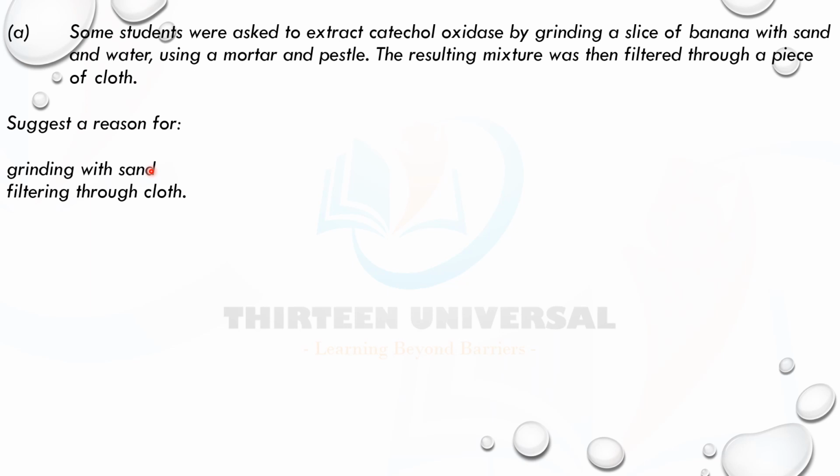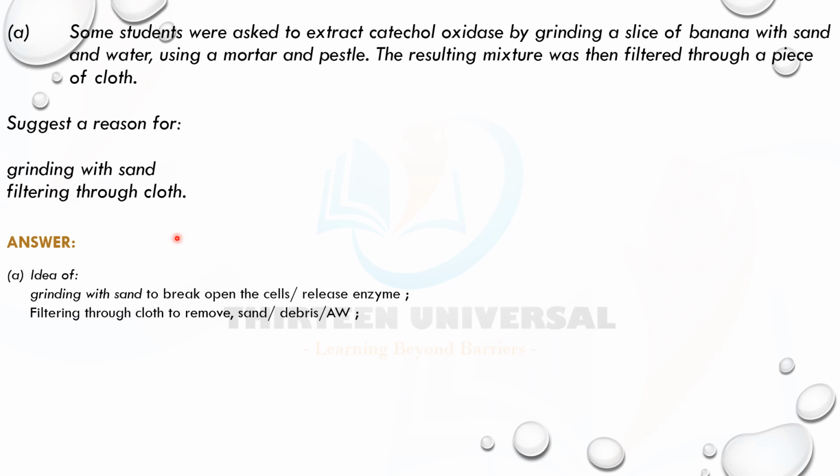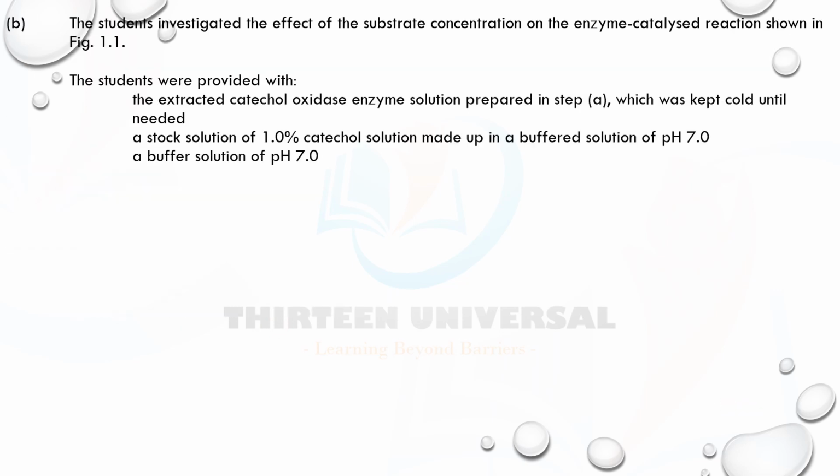I think the reason is to break up the cell in order to release the enzyme. The enzyme is inside the banana cells. Okay, so we need to break up the cells, right? Break up the cell to release the enzyme, and we filter to remove the sand. You need to remove the sand, or cell debris, so that we can have pure enzyme, right? See that? Grinding with sand to break up the cell, release the enzyme, filtering to remove sand debris. In the wording, 2 marks.